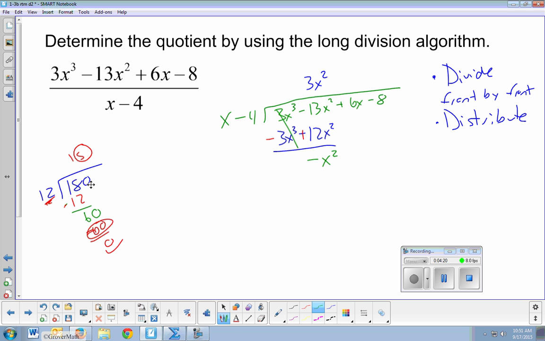And then just like I brought down the 0, I'm going to bring down my next piece, 6x. Before, you were down here dividing 60 by 12. Well, now I'm down here dividing. So it really is the same structure. You divide, you distribute, and then you subtract.